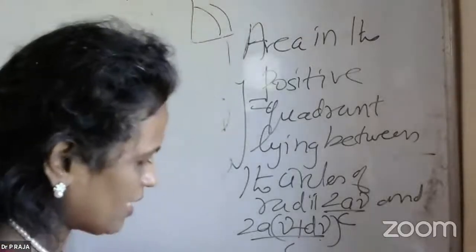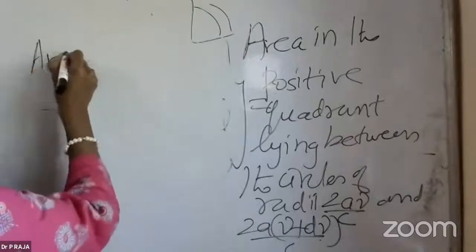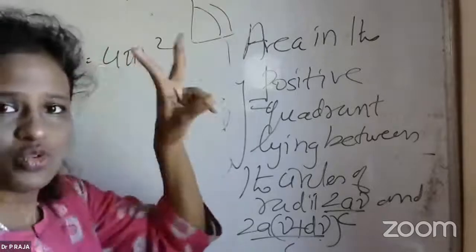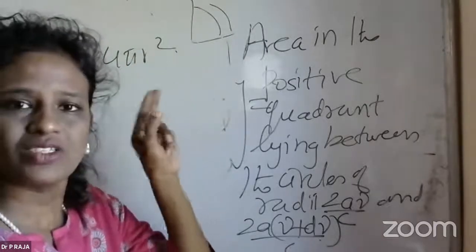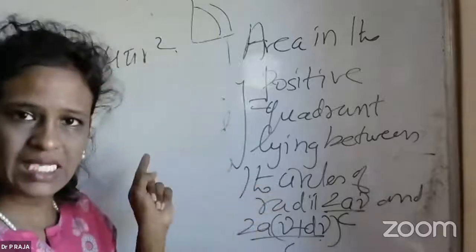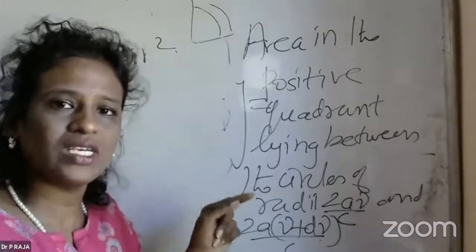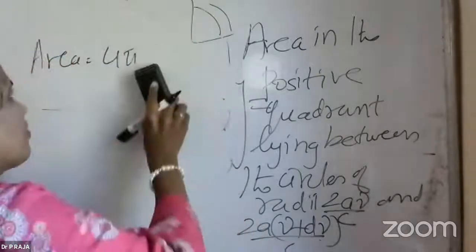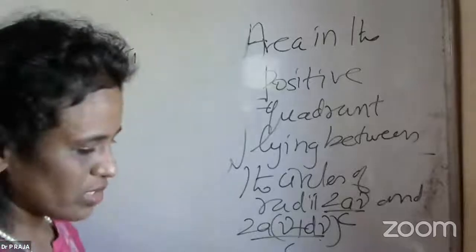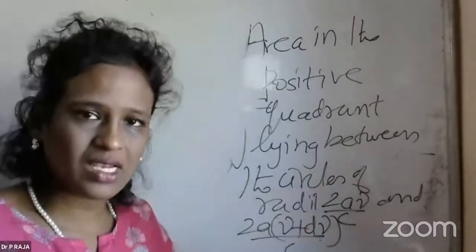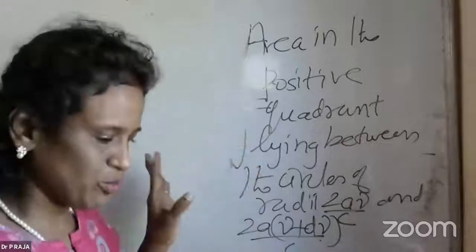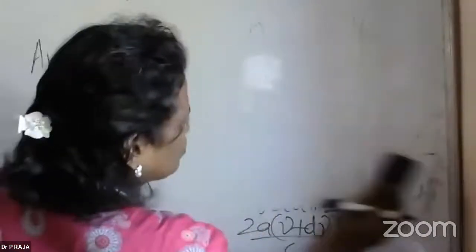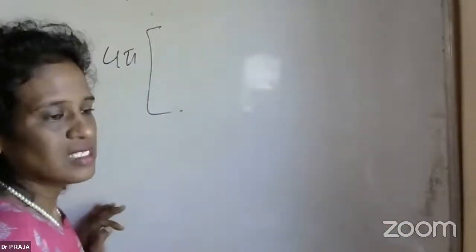Let's take the area. As we know, the formula for the area calculation is 4 pi r square. Here r is for the two concentric circles, one with the radius of 2a nu by c, another having the radius of 2a nu plus d nu by c. That is two radius values. So it has to be r2 square minus r1 square. The two radii have to be subtracted, since there are two concentric circles.